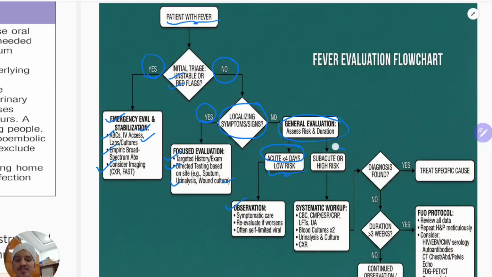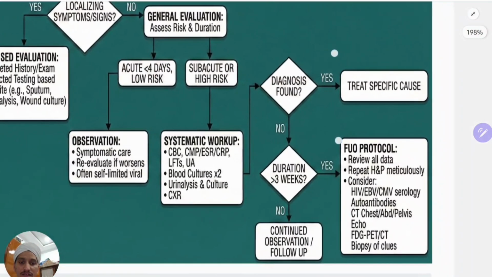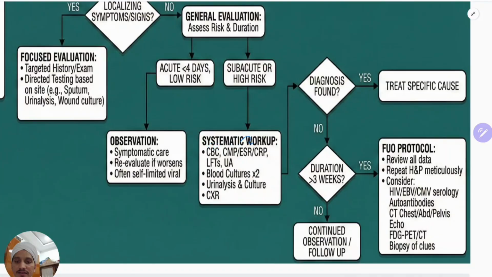Now, if the fever is subacute, meaning it is more than 4 days up to 3 weeks duration, or if the patient is at high risk, then you can send the initial battery of investigations which we have discussed just now: CBC, peripheral smear for malarial parasite, ESR, CRP, LFTs, urine analysis, blood cultures, urine culture, chest X-ray. If the diagnosis is found after this, then treat the specific cause.